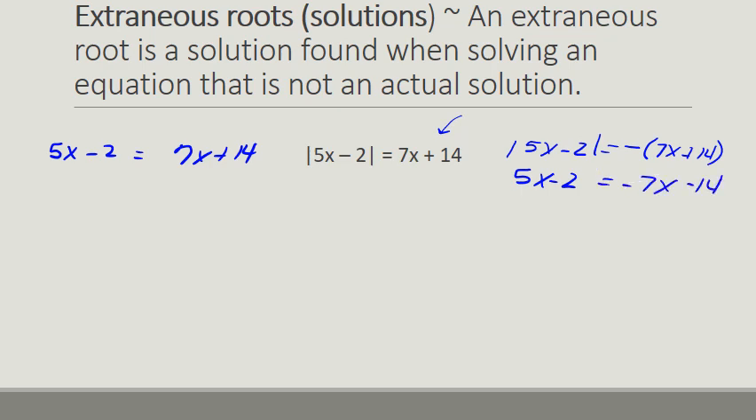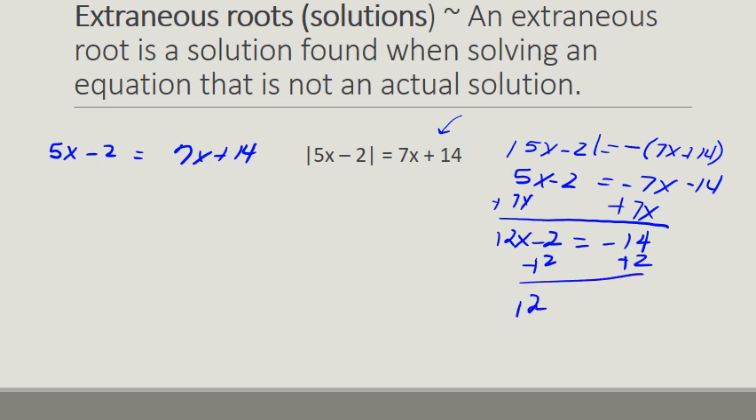So let's just solve that equation first. Get rid of the absolute value symbols. I don't know why I wrote them in there. So I'm going to add 7x to both sides, and I'm going to get 12x minus 2 equals negative 14. If I add 2 to both sides, I'm going to get 12x equals 12. And if I divide by 12, x equals 1.